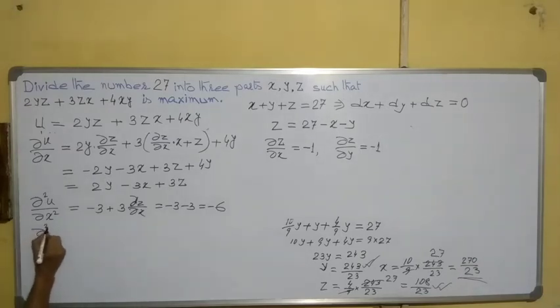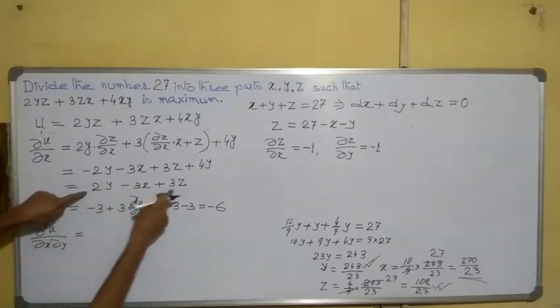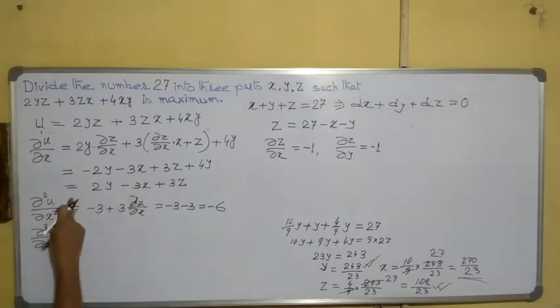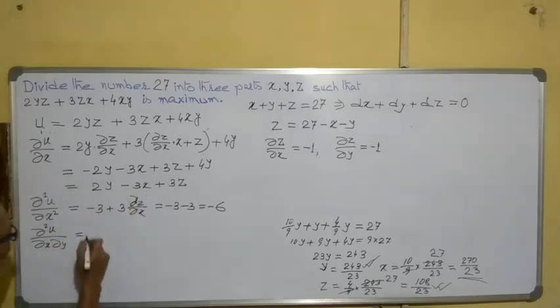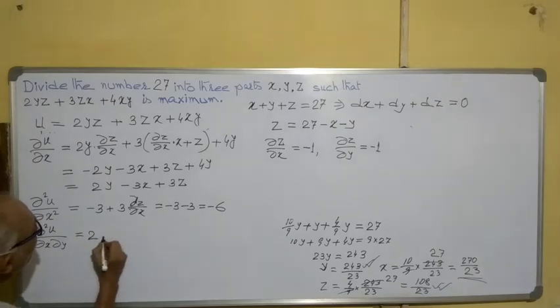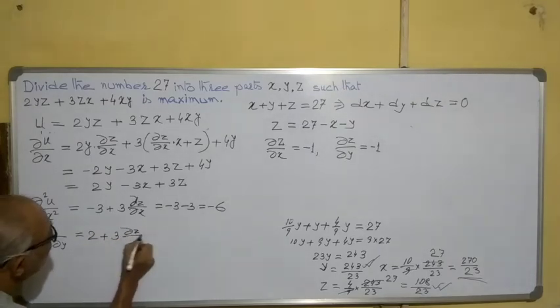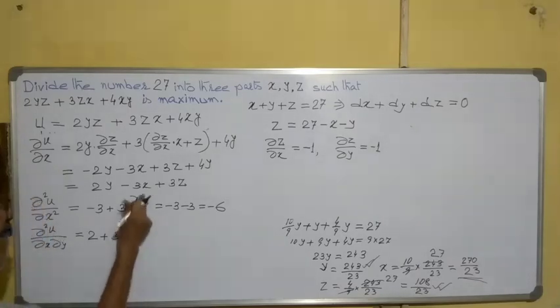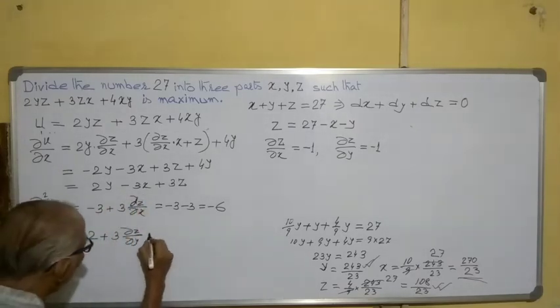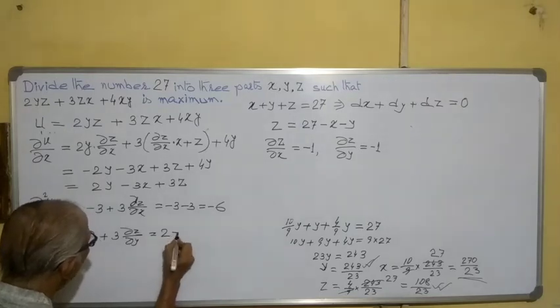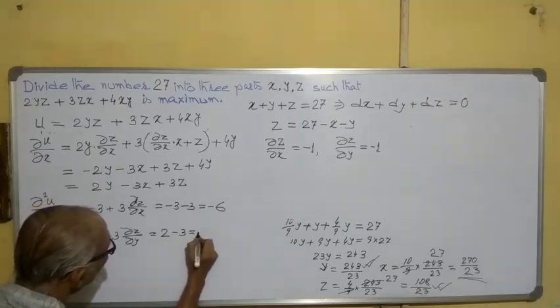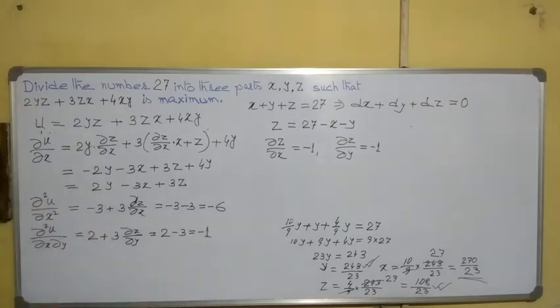Once we can do del 2u del x del y. This will be required. We are differentiating this part with respect to y. So now this is 2 plus 3 del z del y, because this one will be 0. That is 2 minus 3 equals to minus 1.